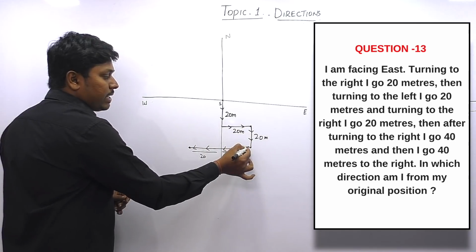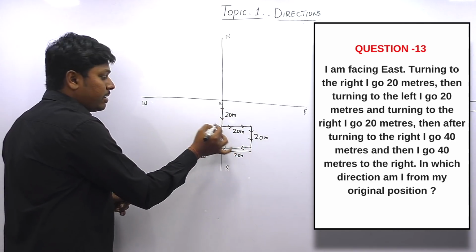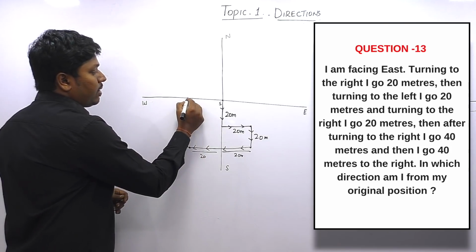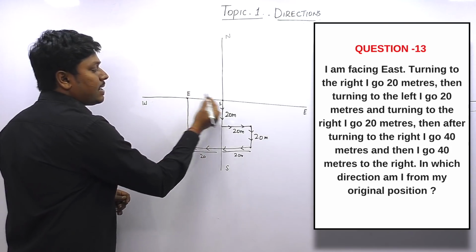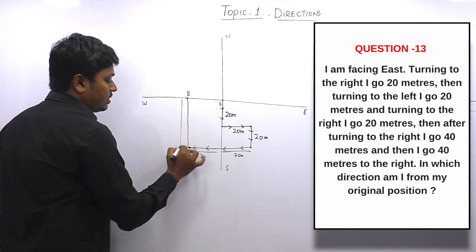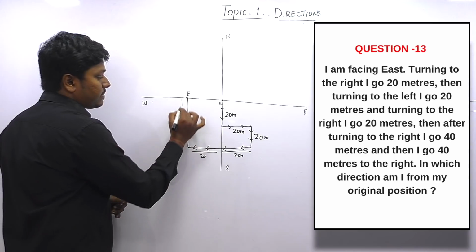So this will be 20 meters and this parallel line will be 20 meters. So the total distance will be 40 meters. So we can say the ending point exactly lies on the same line as the starting point. So both the points exactly lie on the same line. So this total distance will be 40 meters.